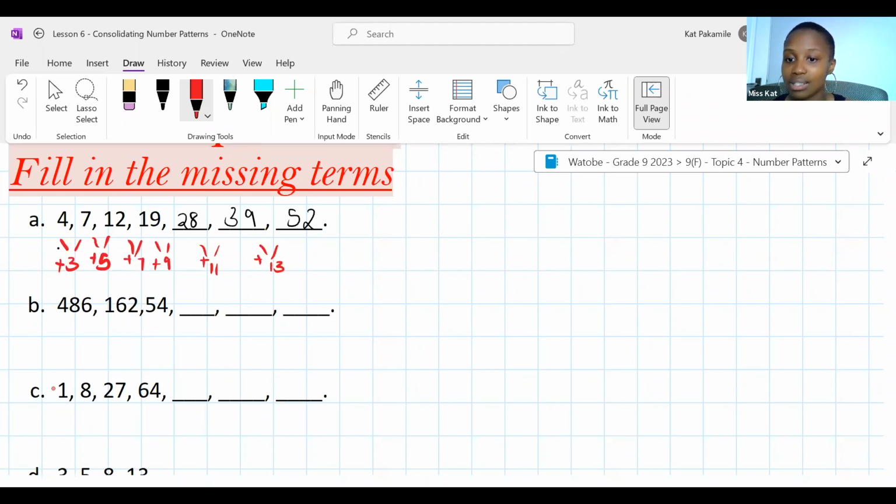Does anyone have an idea? Anybody have an idea? No? Come on. Thank you, Marco. Tabang. Marco and Tabang say divide by 3.